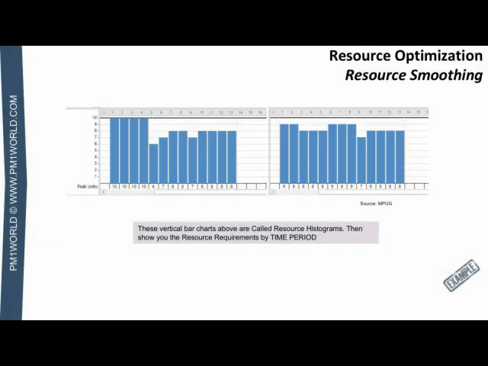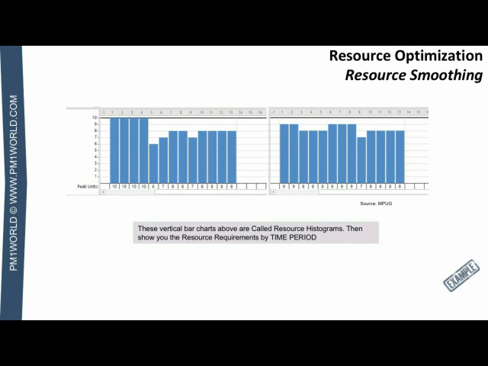Another method to deal with resource optimization is called resource smoothing. There's a very important difference between resource leveling and resource smoothing. Resource leveling reduces overcommitments but extends the schedule. Resource smoothing creates a more efficient way of using your resources and does not extend the schedule. So resource smoothing works with the existing schedule, the existing critical path.